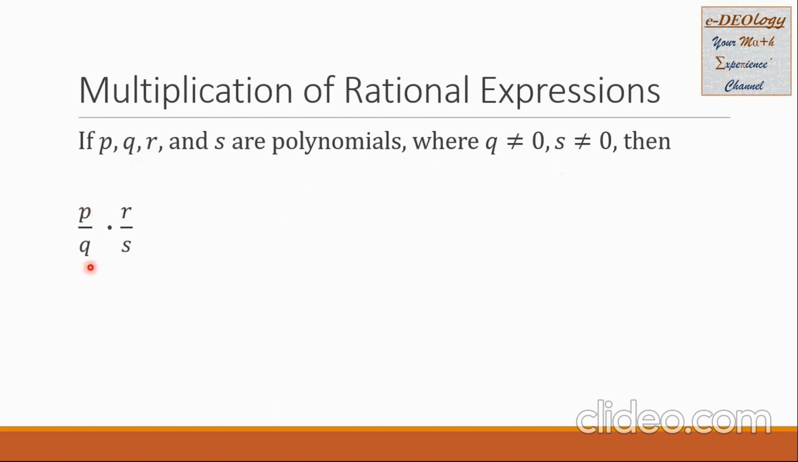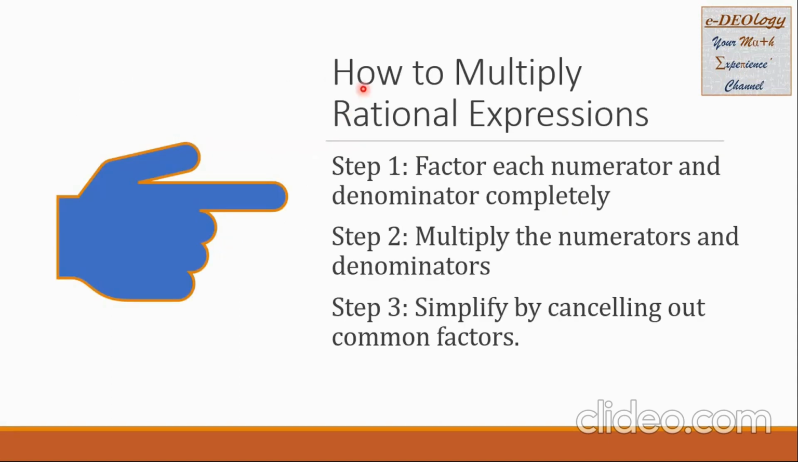if we have the fraction P over Q times R over S, this is equal to the product of PR in the numerator over the product of QS in the denominator. How do we multiply rational expressions? We are going to have these three steps.